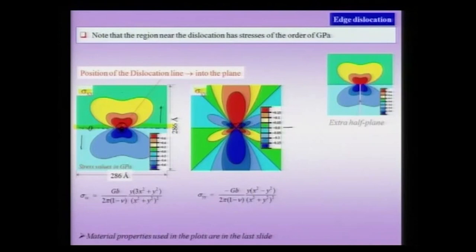And the important point to note is that the stresses in the core of the dislocation, or very near the dislocation line, are of the order of gigapascals. If you look at the line between the yellow and the red, which you can locate here, you can see it is about half a gigapascal.